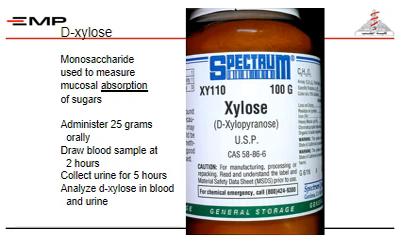Xylose test. Xylose is a monosaccharide used to measure mucosal absorption of sugar. Administer 25 grams orally, and draw a blood sample at 2 hours. Collect urine for 5 hours. Analyze xylose in blood and urine.